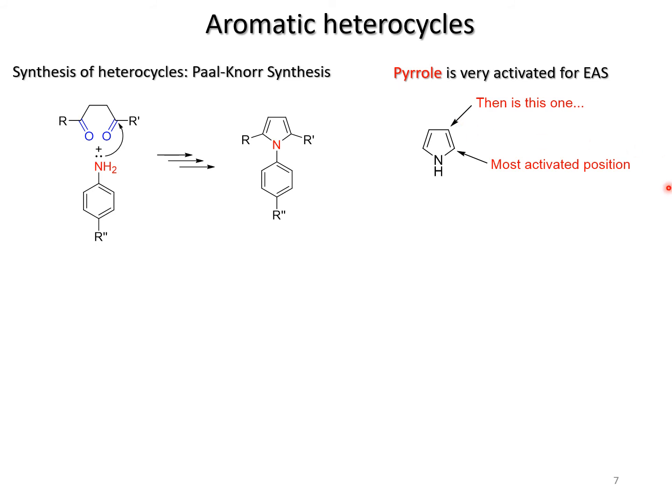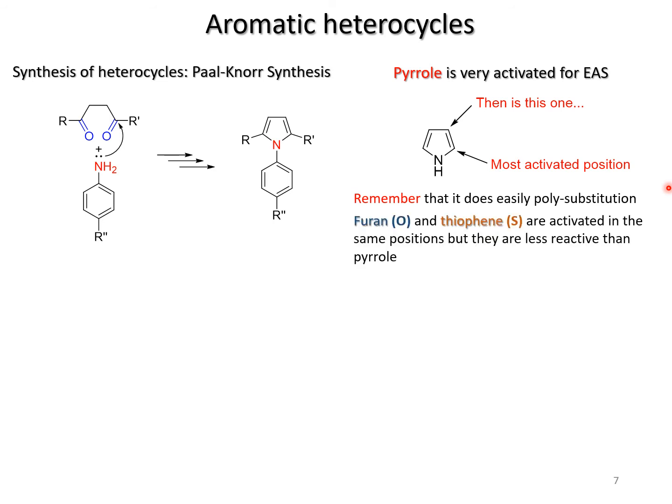But a big problem, typical problem on pyrroles is that we know there is also the possibility of polysubstitutions. So for instance, if you have a pyrrole on a large molecule in retrosynthesis, always keep in mind that you might need to use, for instance, lower temperatures to block the substitution and go just in one position. Furans and thiophene have the same kind of orientation as pyrrole in terms of positions, but they are far less reactive.